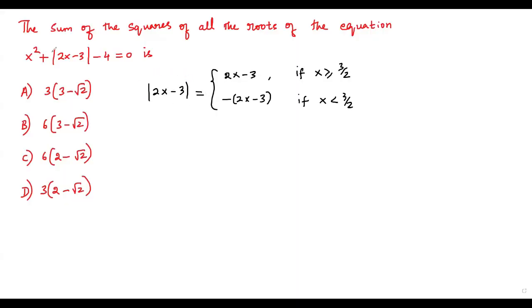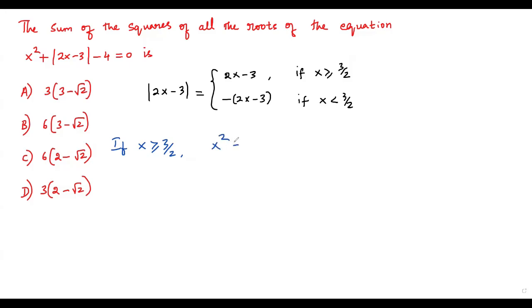Okay, now what I'm going to do is, in the given equation, I'm just going to consider the first piece over here. That is, when x is greater than or equal to 3 over 2, this absolute value of 2x - 3 equals 2x - 3. Okay, now let me take the given equation. Before that, let me write the condition. That is the first piece. That is, if x is greater than or equal to 3 over 2, then the given equation will become what?